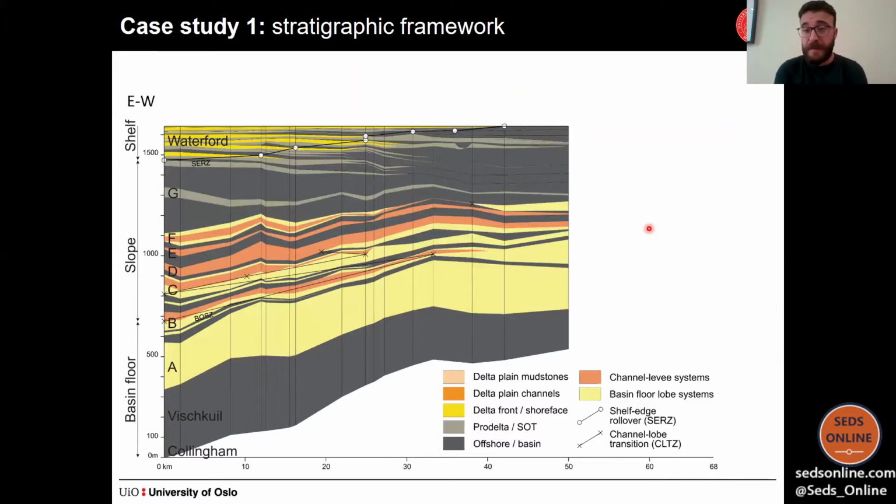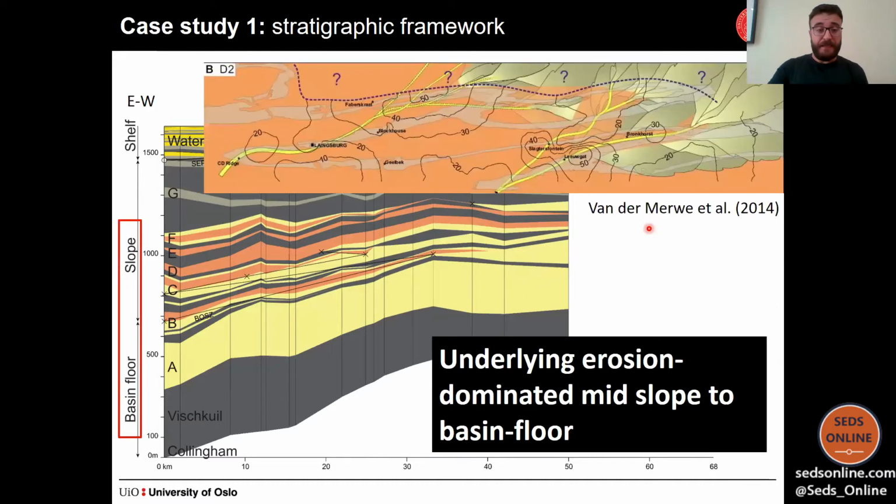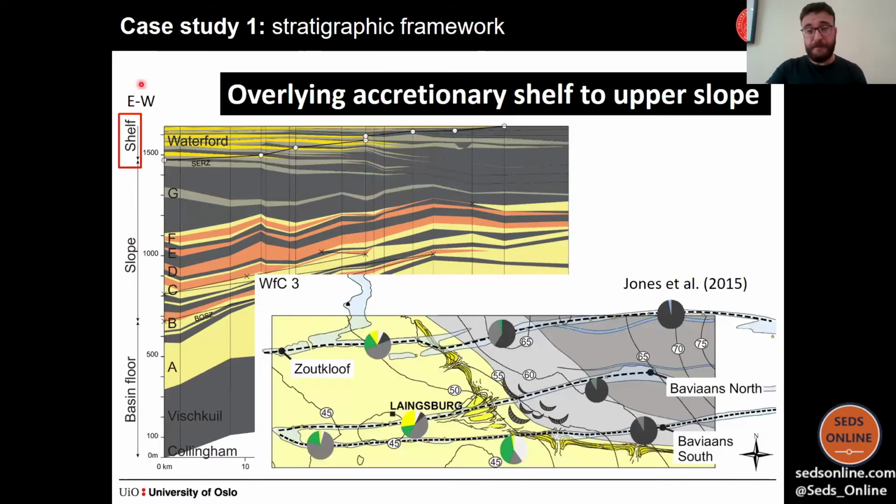So this is a correlation panel of the Laingsburg Depocentre. And here we can see very nicely how the basin floor and slope succession is dominated by these channel-levee deposits that are delivering a lot of sand into the basin floor. Whereas the upper part, the shelf part of the succession, the Waterford Formation, is an accretionary shelf that is storing a lot of sand in the shelf and has very limited deposition in the slope.